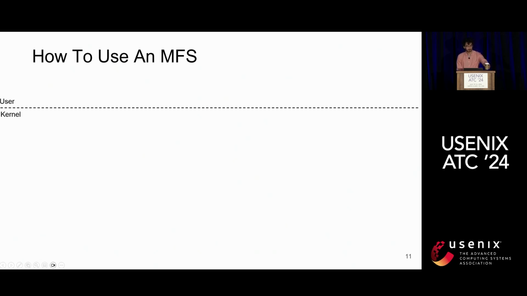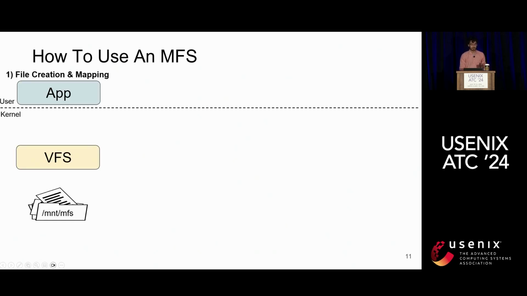So let's go over how FBMM works in practice. First, an application would create a file in its desired MFS's mount directory, call ftruncate to size it, and then mmap. The VFS would process the FS operations and forward them to the correct MFS. The MFS would then process the request, and after the mmap completes, the address would be returned to the application. Then the memory is used like it would be normally.